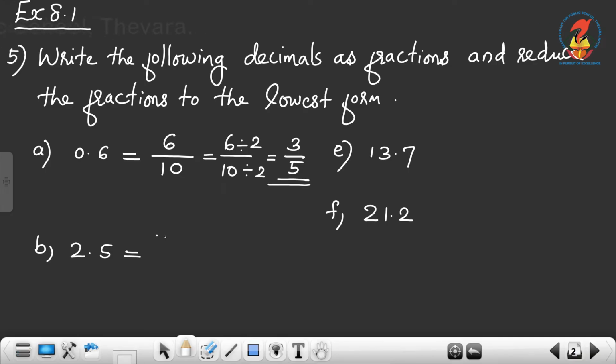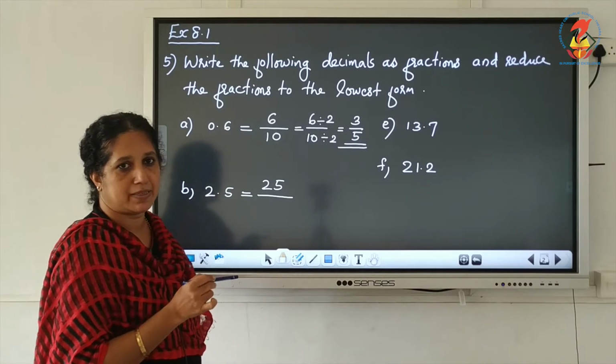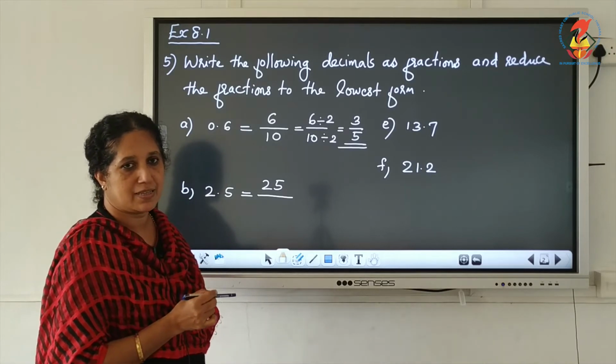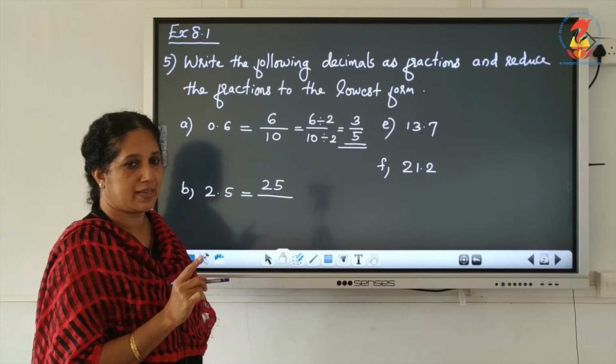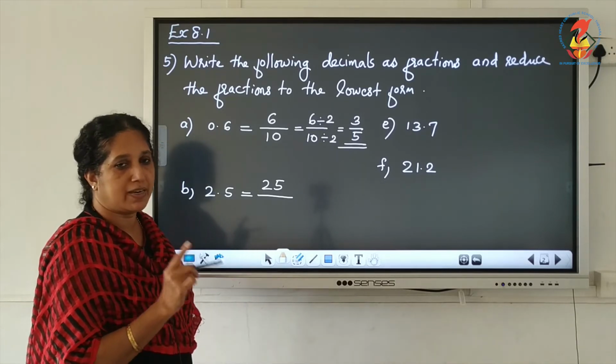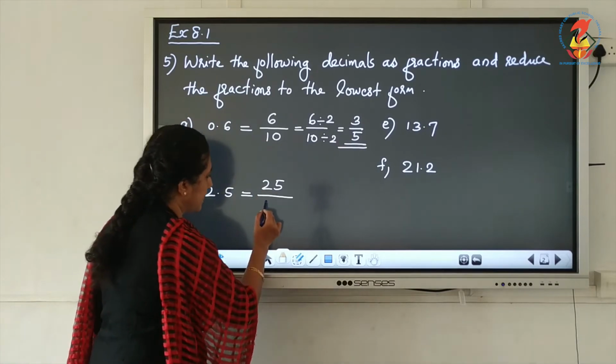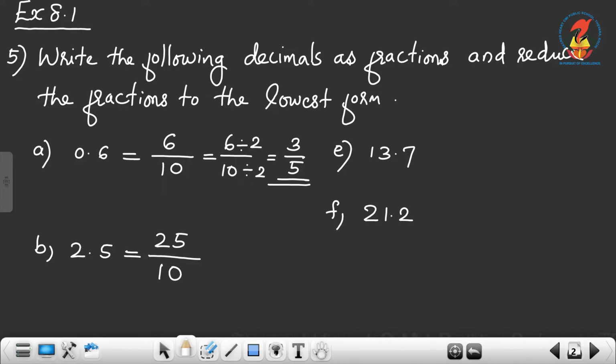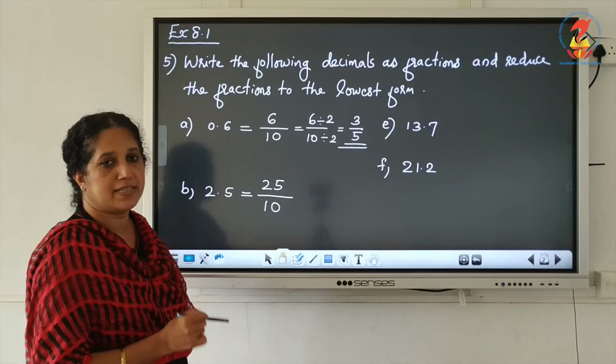Now, 2.5. Without the decimal point you consider the number, that will be the numerator, 25, by, count the number of digits in the decimal part. How many decimal places? Only one decimal place. That means only one digit in the decimal part. So it is a division by 10. So 25 by 10 is the corresponding decimal fraction.